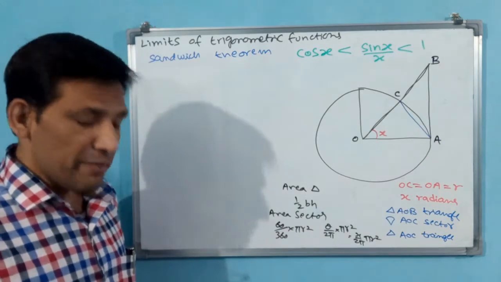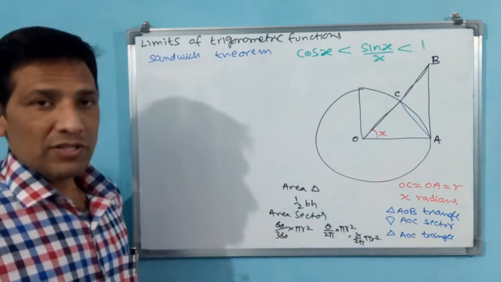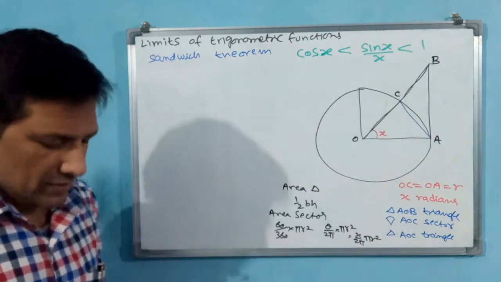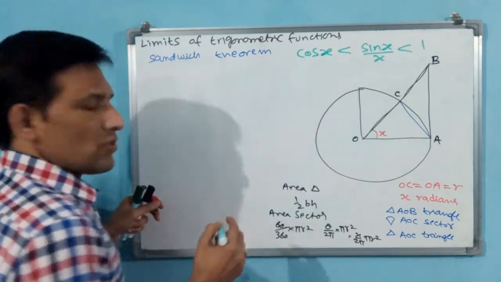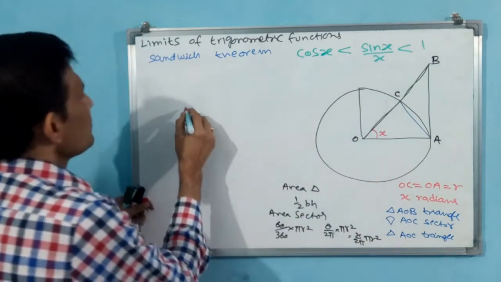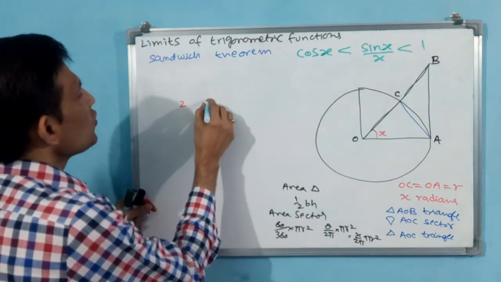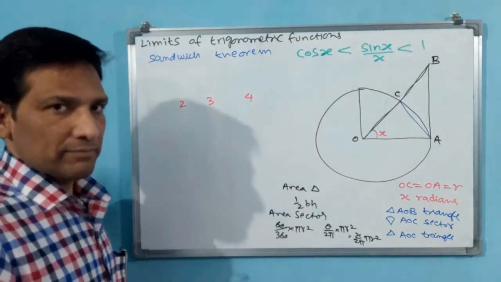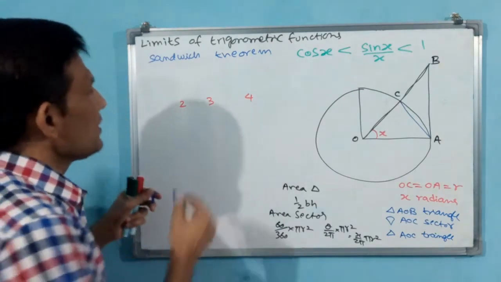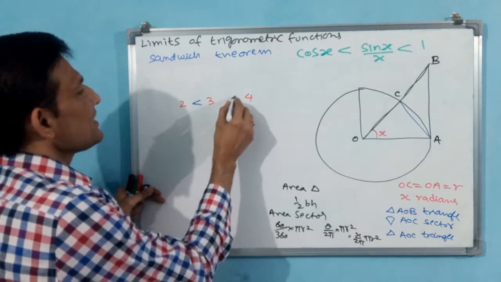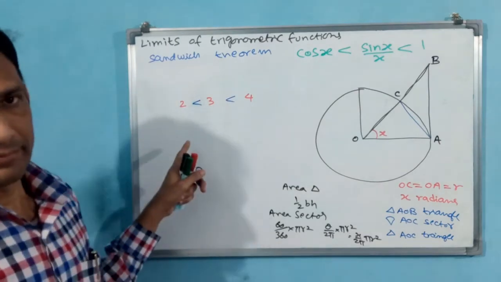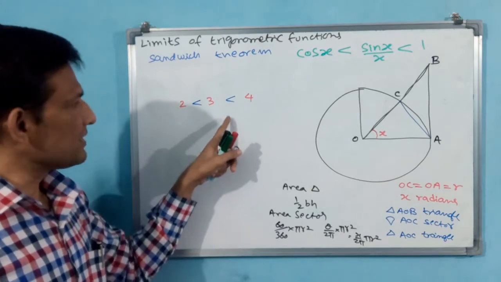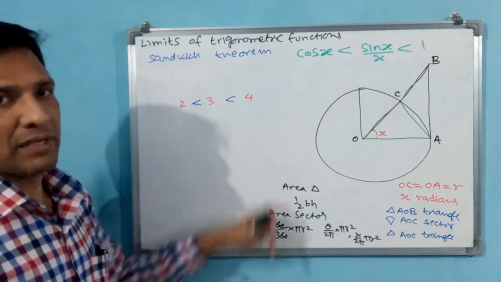Another important thing I want to tell. I have not told, but you must have read inequalities. How to write an inequality? See, I am writing like this. Here 2, 3, 4 are there. 2 is less than 3, 3 is less than 4. Like this only we write, because these are less than symbols.